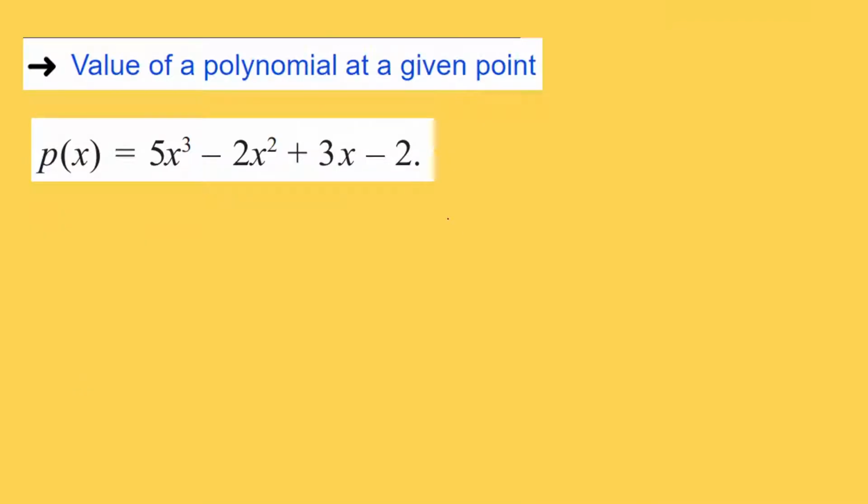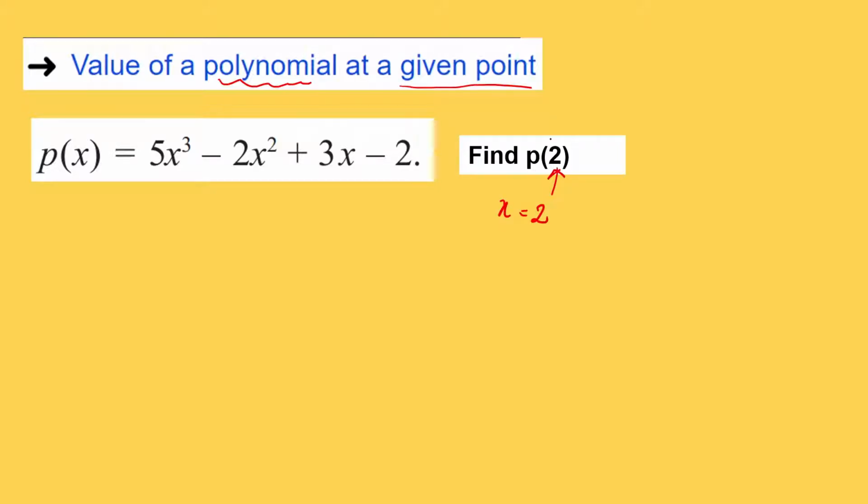So let's get started with our first point, how to find the value of a polynomial at a given point. For example, your polynomial which is in terms of x is given as 5x cube minus 2x square plus 3x minus 2. Now you need to find the value of this polynomial at 2, where x is equal to 2.